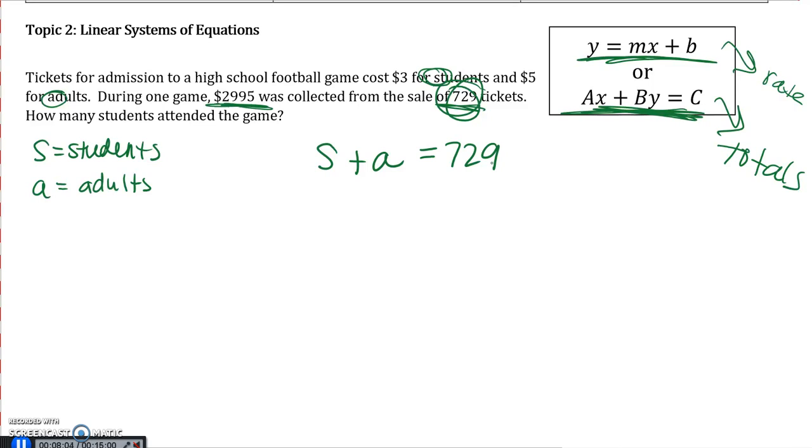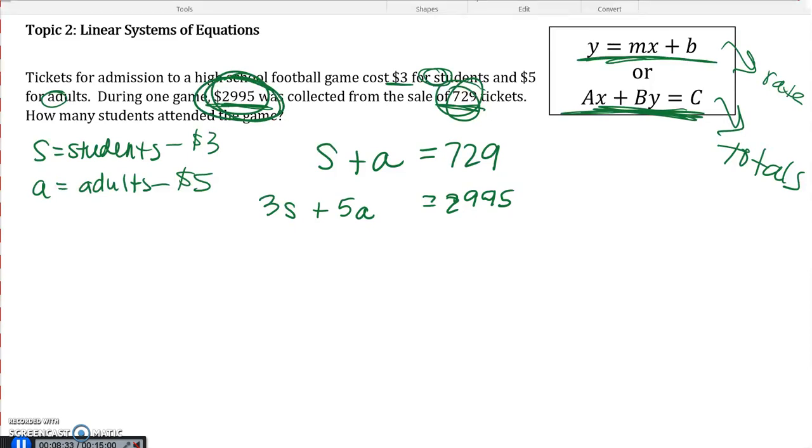Now, this 2,995 is another total. That came from the prices. Student tickets cost $3. Adult tickets cost $5. So what I'm going to do is say 3 times the number of student tickets plus 5 times the number of adult tickets has to equal 2,995.